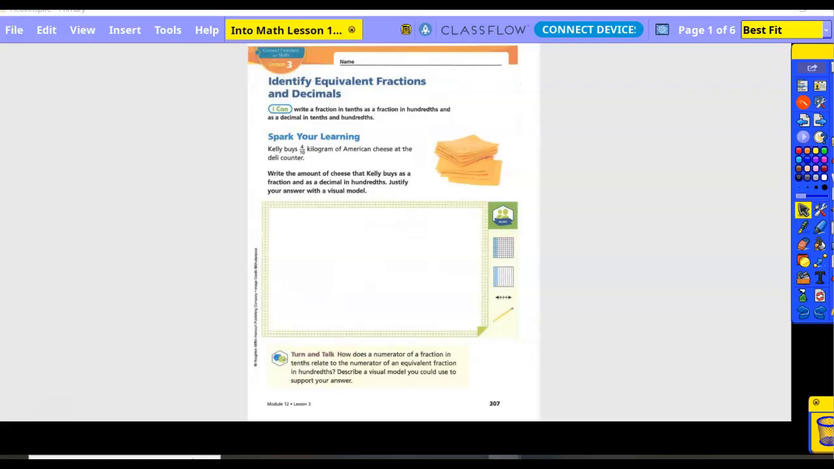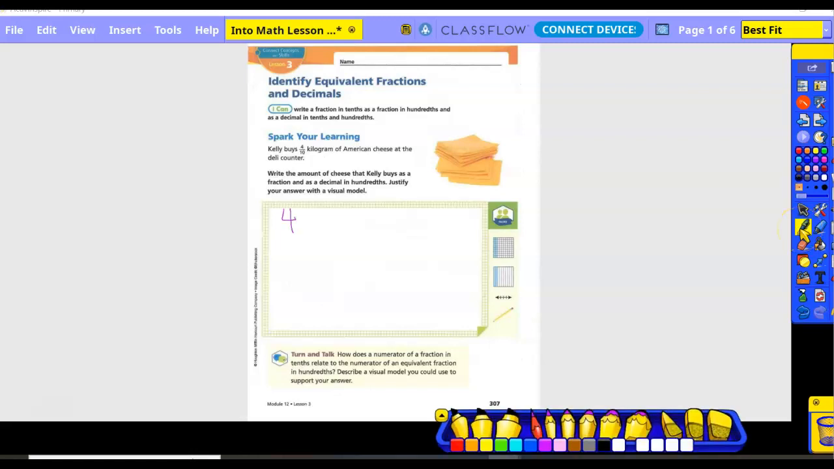Okay, so we have 4/10, right? If I wanted to get that to hundredths, how did I get from here to here? By 10, right? I do it on the bottom, I do it on the top. So 4 times 10 is 40. Okay, now if I wanted to write 4/10 as a decimal, what would I write?